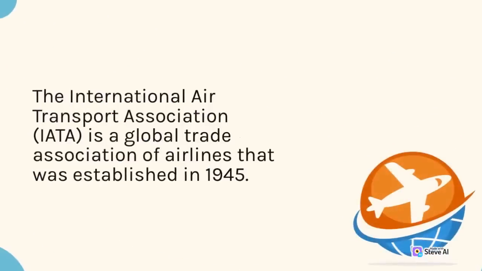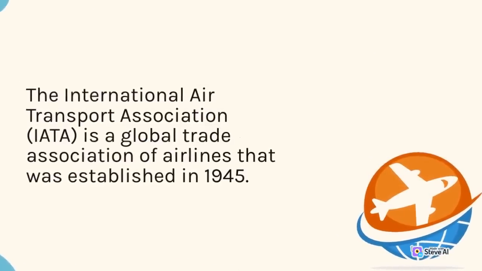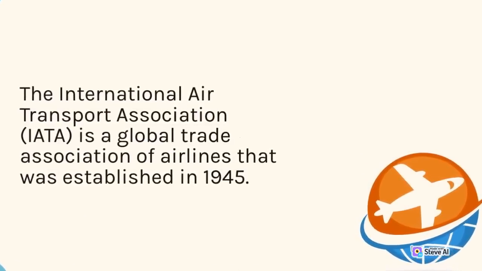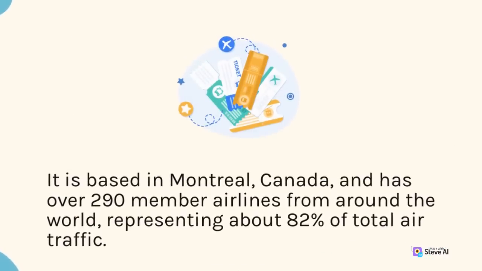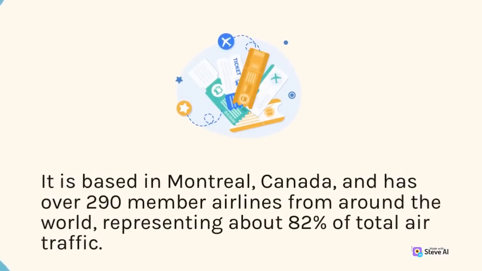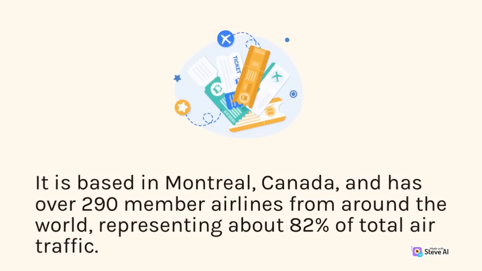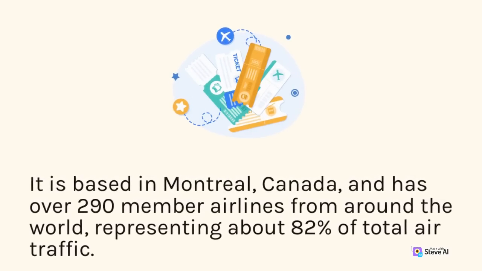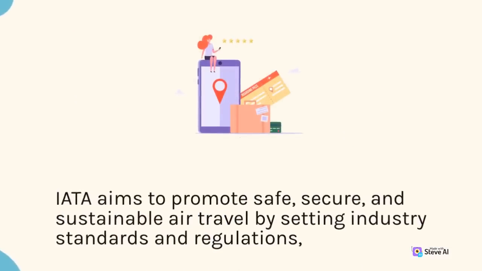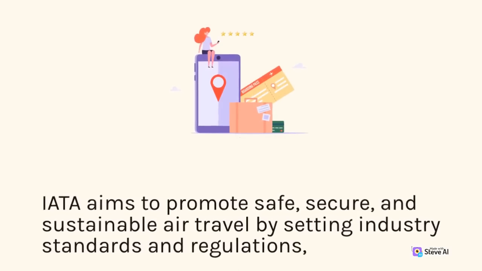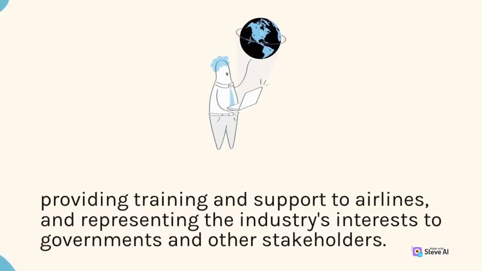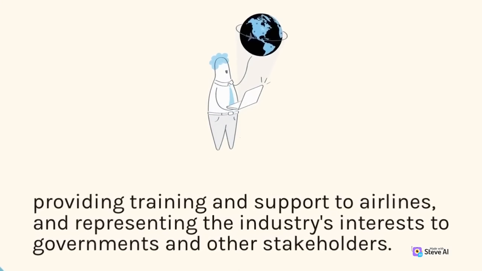The International Air Transport Association, IATA, is a global trade association of airlines that was established in 1945. It is based in Montreal, Canada, and has over 290 member airlines from around the world, representing about 82% of total air traffic. IATA aims to promote safe, secure, and sustainable air travel by setting industry standards and regulations, providing training and support to airlines, and representing the industry's interests to governments and other stakeholders.